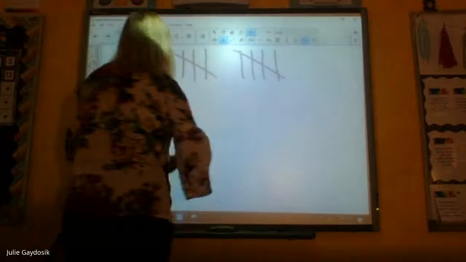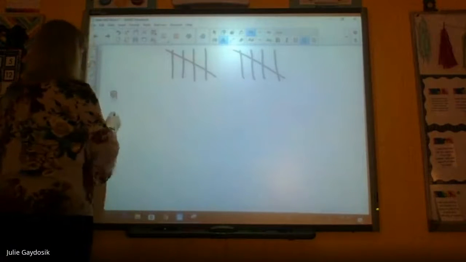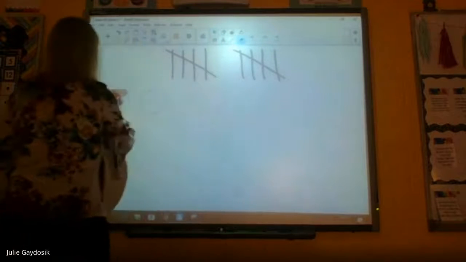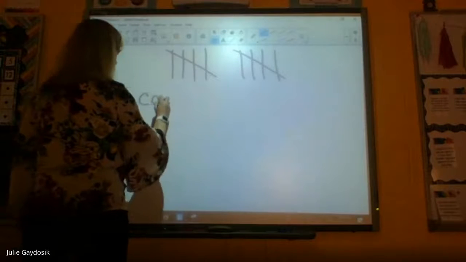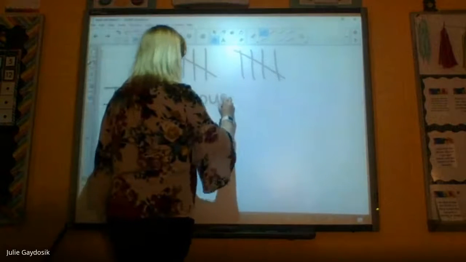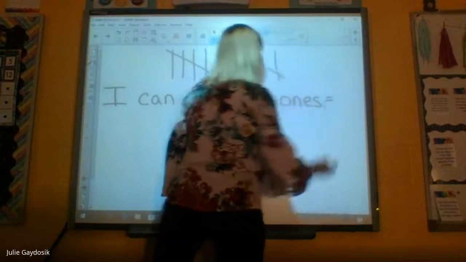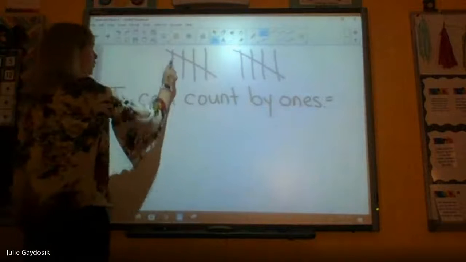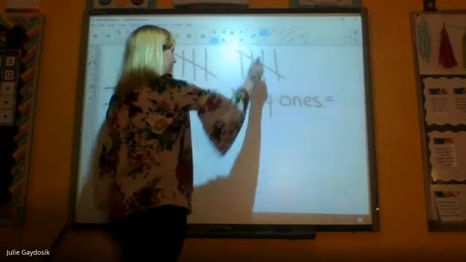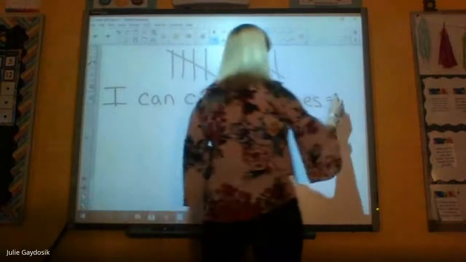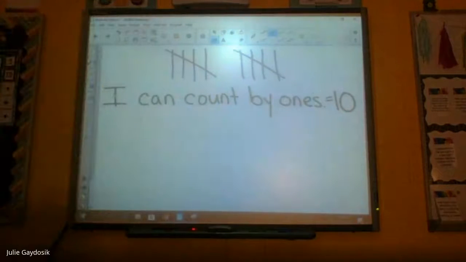So one way I thought of to count these tally marks is to count by ones. Okay, so I can count by ones. I want you to count by ones with me. 1, 2, 3, 4, 5, 6, 7, 8, 9, 10. So I got 10 by counting by ones. What is another way you could count these tally marks?